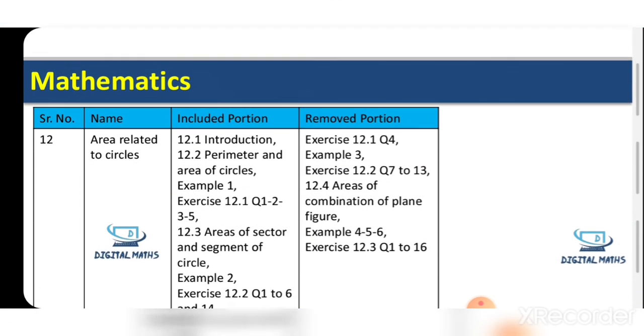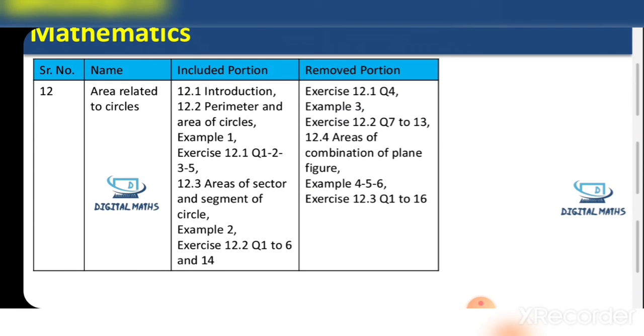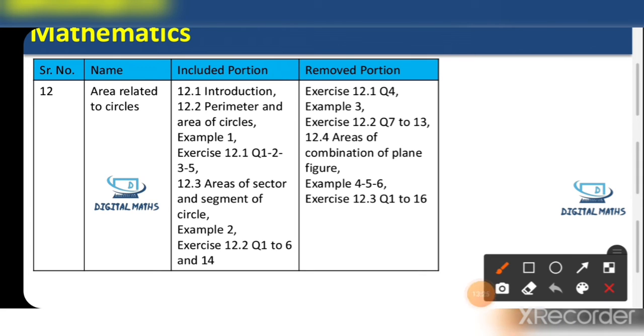Now we have to see chapter number 12, area related to the circle. In the included portion: the introduction, perimeter and area of the circle, example 1, exercise 12.1, question number 1, 2, 3, 5. Then 12.3, area of the sector and segment of the circle, example 2, exercise 12.2, question number 2 to 6 and 14.